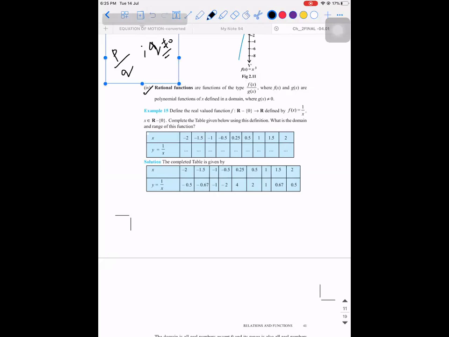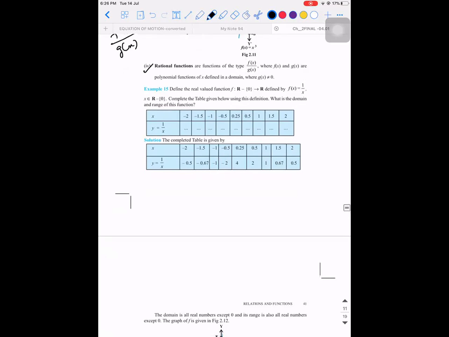Then what will a rational function be? It is nothing but f of x divided by g of x, where g of x is not equal to 0. If you are able to write a particular function in the form f of x divided by g of x, where g of x is not equal to 0, then that type of function is called a rational function.